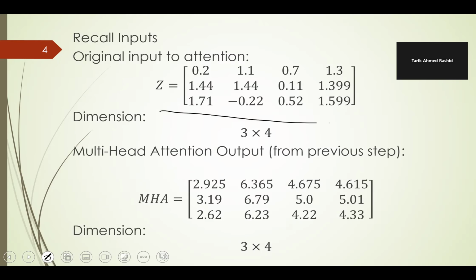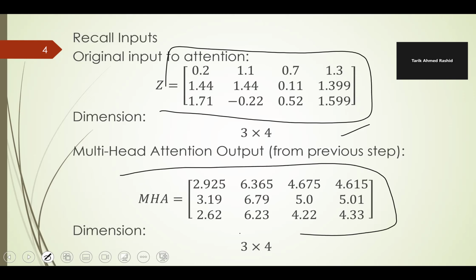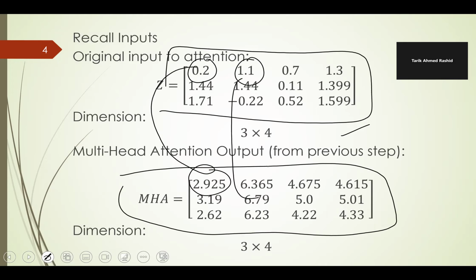The original input is this 3 by 4 matrix, if we recall it. And recall again the output of multi-head attention, which was this one. Then we add element-wise this to this, and this to this, and so on and so forth. So that's the basic idea.